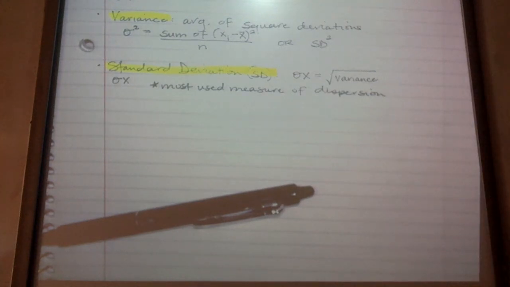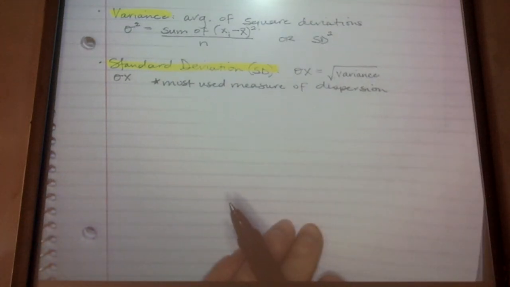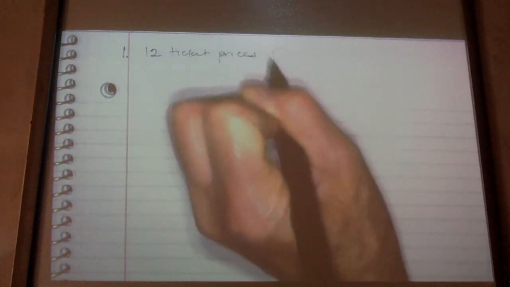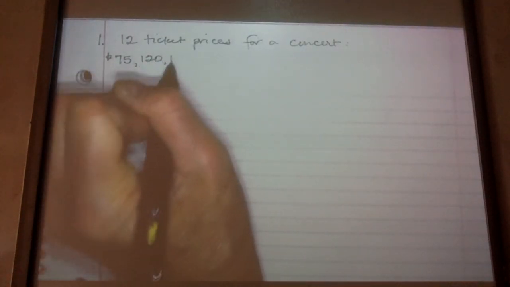Okay, so we're going to do some examples so that you're able to do your homework. I'm actually going to go ahead and put it on the next piece of paper because I'm going to need a lot of space to do each of the measurements. Okay, so number 1. I'm going to give you 12 ticket prices for a concert. So here are 12 ticket prices for a concert. So the first, I'm only going to put a $ sign near the first one because that gets time-consuming listing it each time. So here we go, 75, 120, 120.